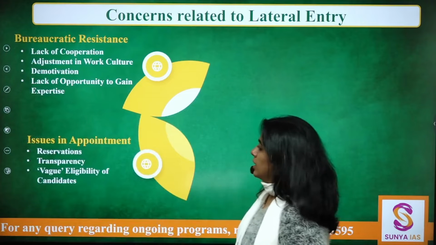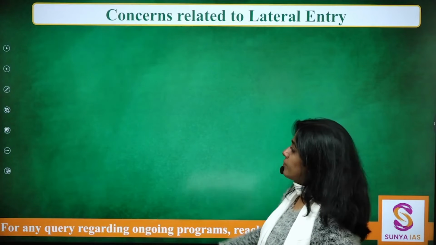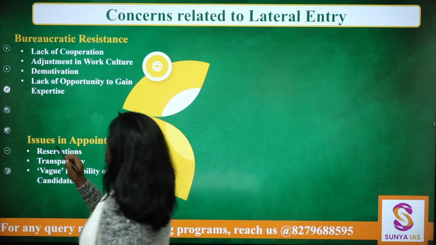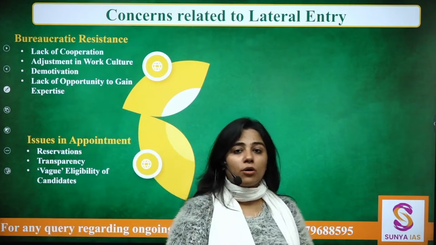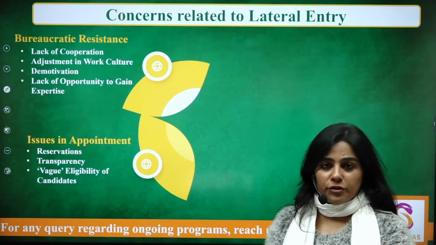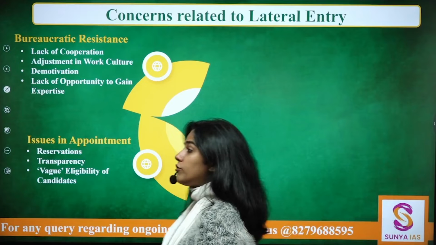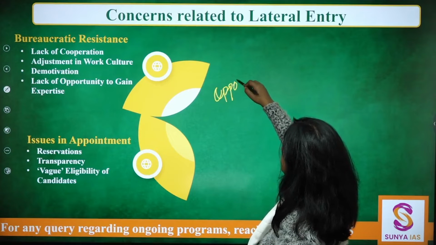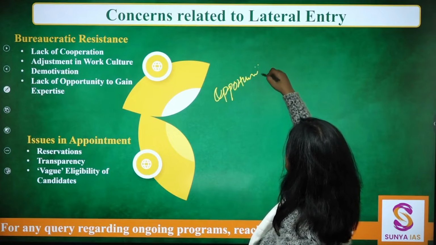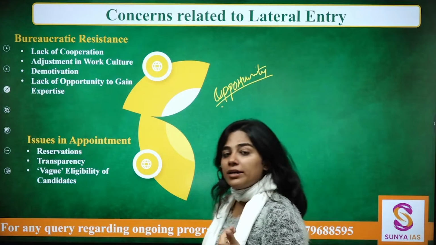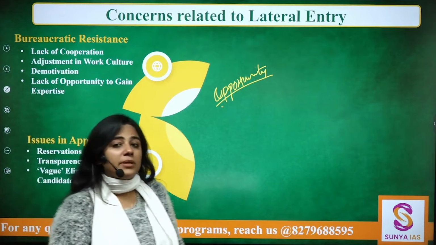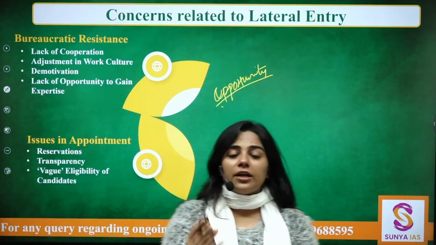Then issues in appointment. So the first thing, what is the structure of Indian bureaucracy and why is Indian bureaucracy so sought after? Indian bureaucracy is so sought after because it gives an opportunity to even the most disadvantaged section of the society to appear for the same examination for which the son or the daughter of a civil servant is appearing.